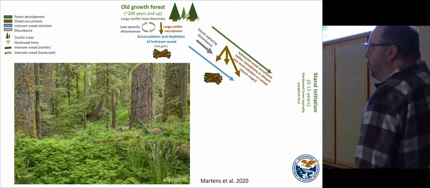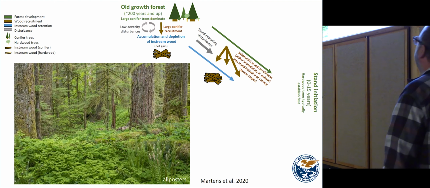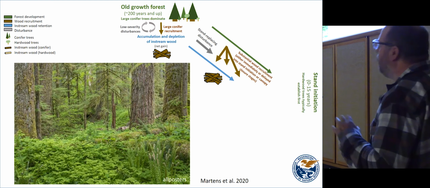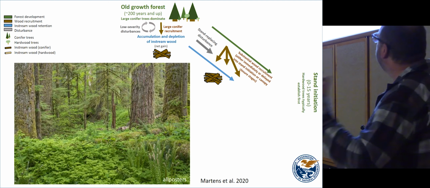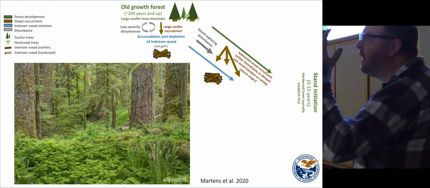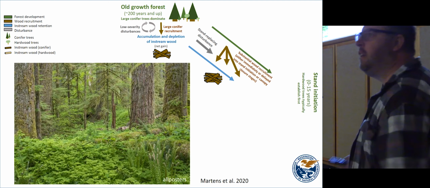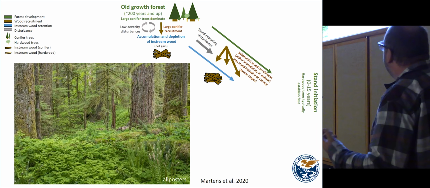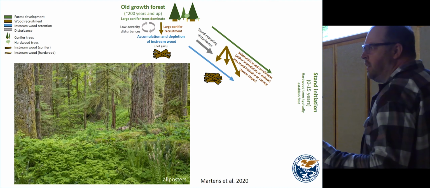So I did want to kind of focus in on two different stages that we're kind of dealing with here. So we've got the old growth forest conditions. When you have these old growth forests, they're driven by these low severity disturbances. So you get these gaps in the forest, and you get light coming down, and you get wood going in the stream. And your forest is going to stay in these conditions for hundreds of years.